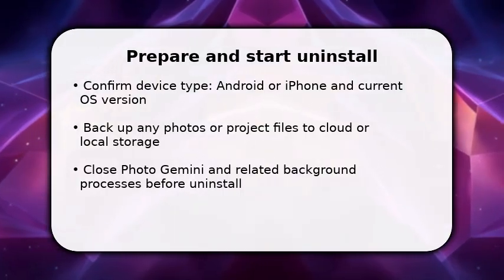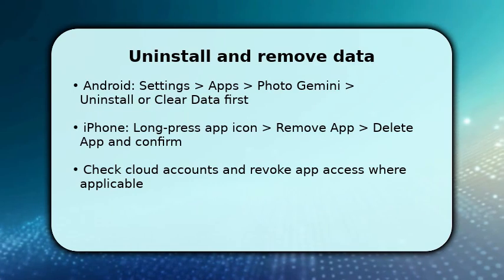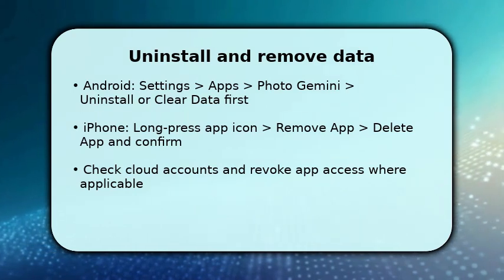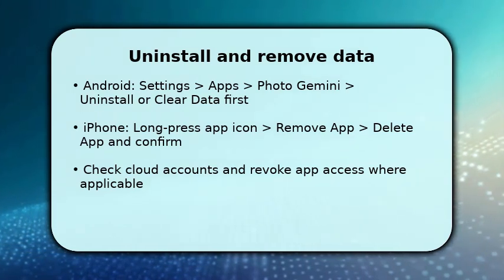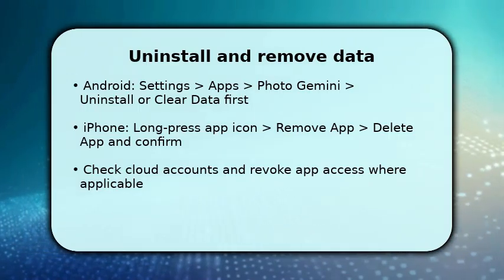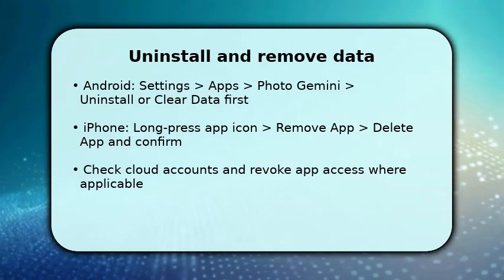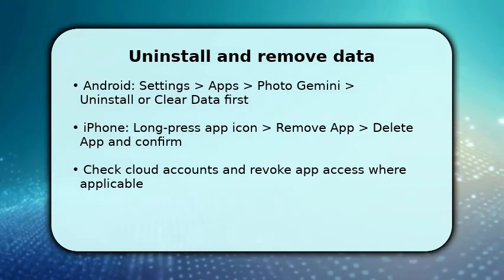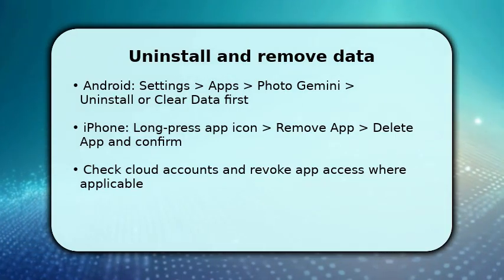You now remove the app itself and its remaining data. On Android, go to Settings, Apps, Photo Gemini, clear data to erase local files, then tap Uninstall. This ensures caches are gone. On iPhone, long press the icon, choose Remove App, then Delete App to remove both app and local storage.